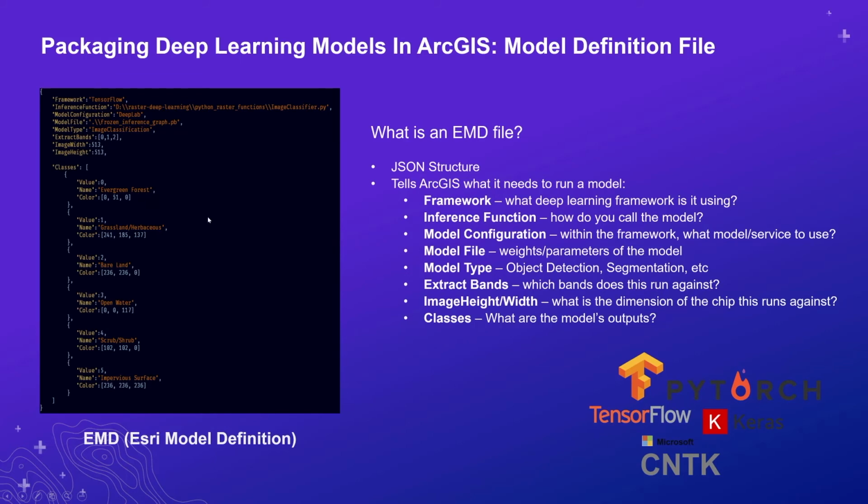When we run this model, this will create a new imagery layer or image dataset, and each pixel will be assigned one of these colors and this name. You can obviously specify a lot more. This is not meant to be a full overview of an Esri model definition file, just a quick introduction.